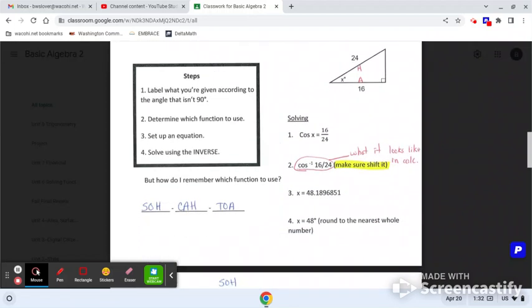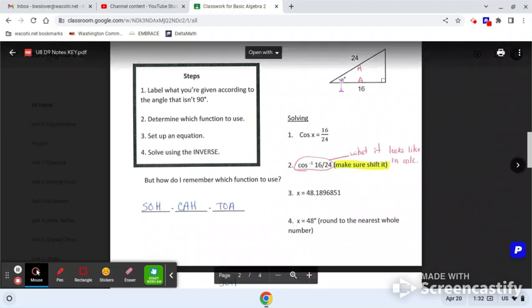So this first one, there's nothing for you to do. You're just following along. Our goal is to figure out what this missing measure is. In order to do that, just like we did in previous lessons, we are going to label the information that we know based off the angle that's not 90.